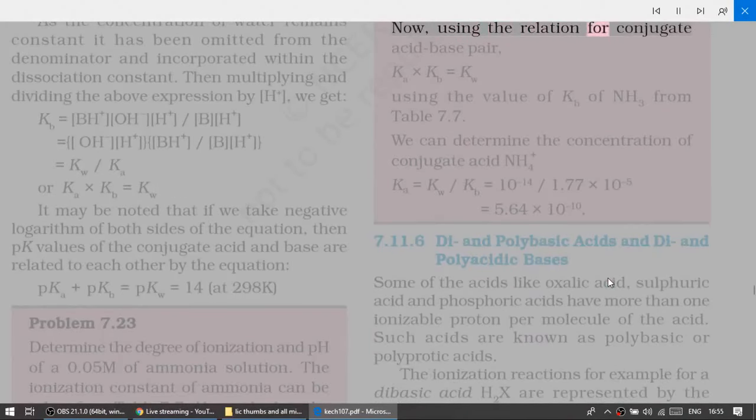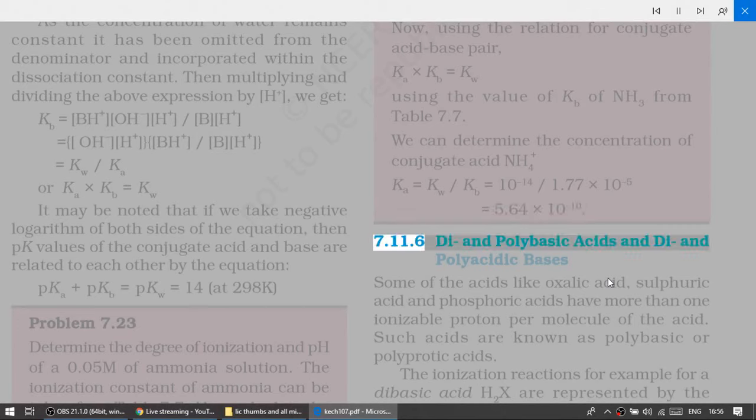Now, using the relation for a conjugate acid-base pair, Ka times Kb is equal to Kw, using the value of Kb of NH3 from Table 7.7, we can determine the constant for the conjugate acid NH4⁺. Ka is equal to Kw / Kb, which is 10⁻¹⁴ / 1.77 × 10⁻⁵, equal to 5.64 × 10⁻¹⁰.